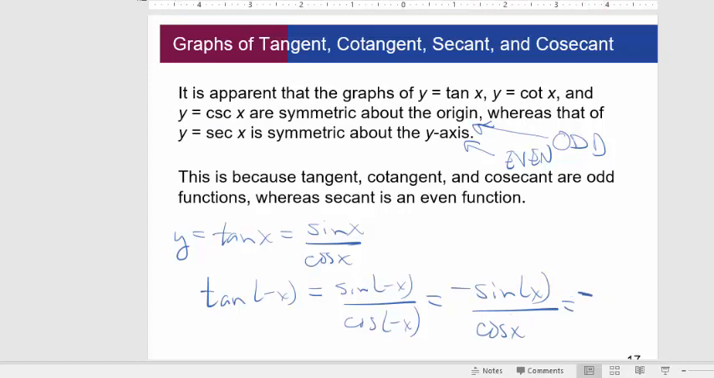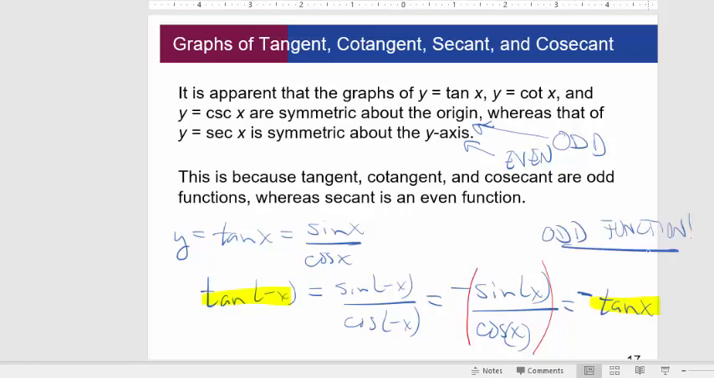And now this is the same as the negative. If you think of that red parenthesis there as being separate from that negative sign, what is the sine of x over the cosine of x? It's just the tangent of x. So therefore, the tangent of negative x equals the negative tangent of x, which means that it is an odd function. So that's kind of like the quote-unquote proof that the tangent function is odd. And you can do a similar thing with the cotangent function to show that that's odd.